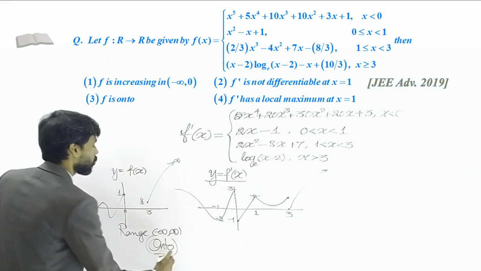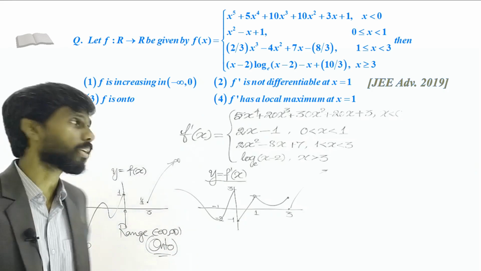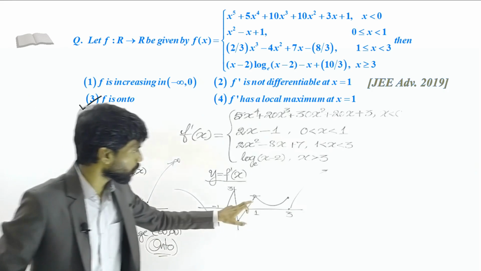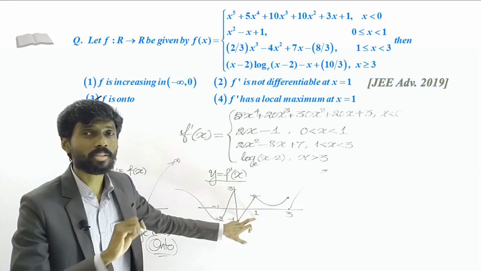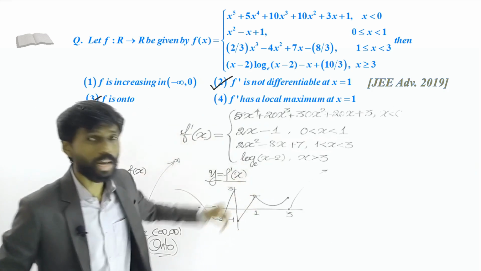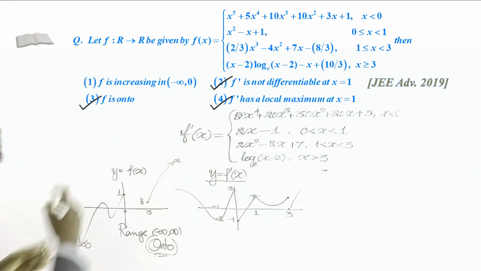Do you understand? So that means f of x is an onto function, and also the derivative of the function at 1 does not exist, not differentiable, and also it has a local maximum at the point 1. So that is the answer.